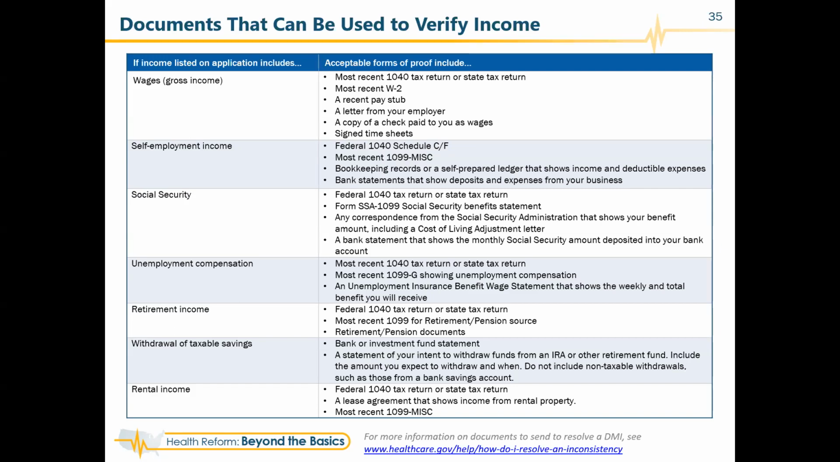So those are out. He can submit a recent pay stub. He could submit a letter from his employer. Those would both be possible if we're in 2020. A copy of a check paid to you as wages, signed timesheets. And you can see for every other kind of income, there are suggestions about the kinds of documentation you could submit that would be adequate to prove your attestation.